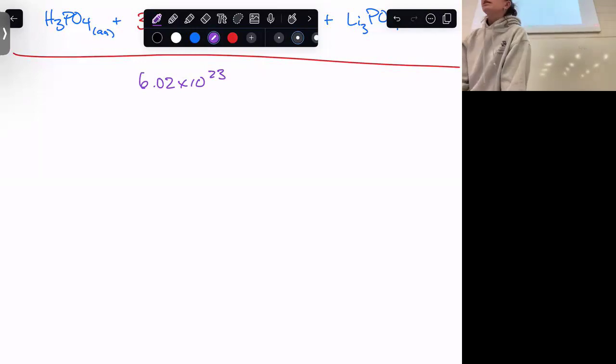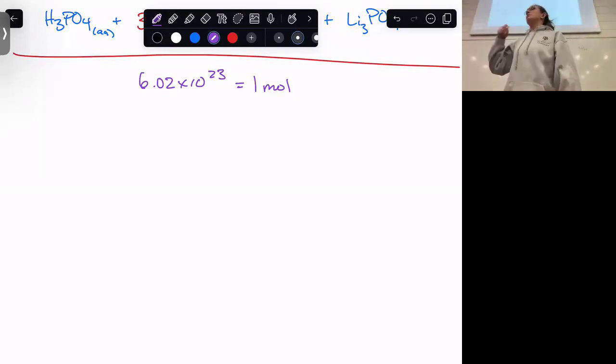This is very similar to a dozen, right? If I say a dozen, how many things do I have? 12. If I have a mole of something, I have 6.02 times 10 to the 23rd of it. So this number is equal to 1 mole, just as 12 is equal to 1 dozen. That's the way we need to remember this.